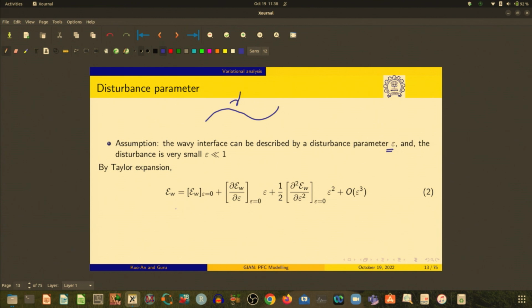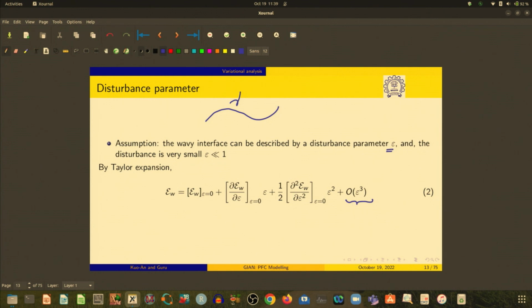So that if I Taylor expand the energy of the wavy surface with respect to the flat surface, when there is no waviness, when the disturbance parameter is 0, that is equal to flat. If I expand in the Taylor series expansion, I am going to neglect all terms of the order of epsilon cube and above. So, my epsilon should be small enough that this approximation is valid. That is what I mean by small waviness.